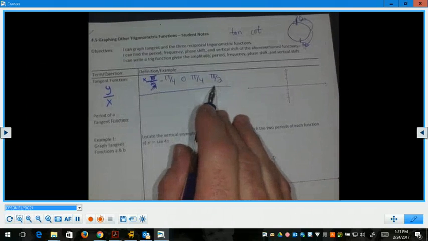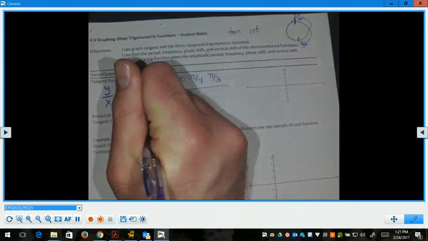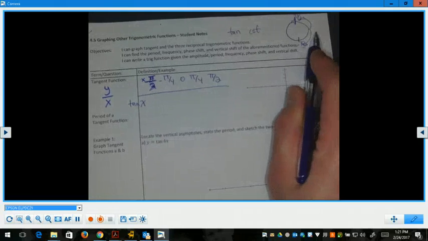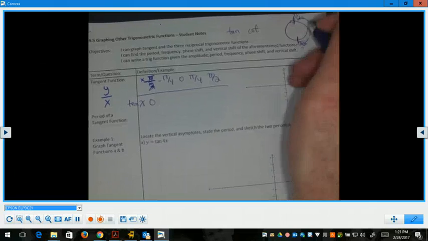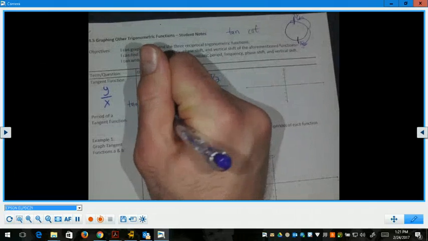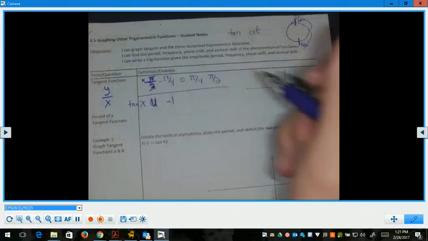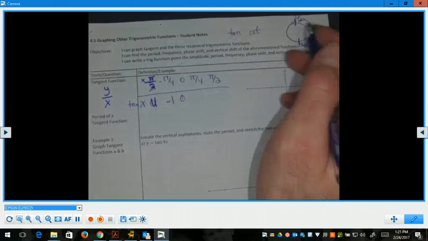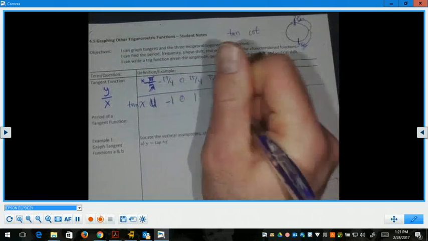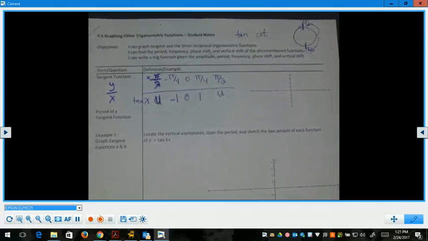And so then my y values, which are tangent of x, this is for the parent function. For negative pi over 2, it was 0 over 1. No, it wasn't. For negative pi over 2 down here, it was undefined. For negative pi over 4, it would be negative 1. For 0, it would be 0. For pi over 4, it'll be positive 1 using our unit circle. And for pi over 2, it'll be undefined again. So that will complete one period.